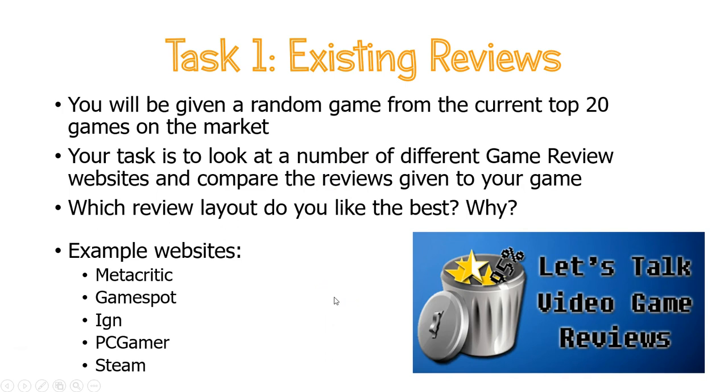The first thing I'd like you to do is to choose a random game from the current top 20. So one that is in the top 20. If you just Google top 20 games in the market 2023, you'll be able to find a list of 20 games. You can either just choose one that you like the look of or you know a little bit about, or if you prefer, you can literally just go into a random number generator and generate a random number between 1 and 20, and then choose that one.